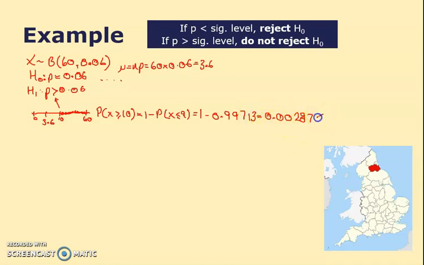One way or the other, you'll notice it's very small. And what was the significance level? It's 5%. So this is less than 5%, and because it's less than 5%, I reject. Notice this rule: if it's less than the significance level, reject H0.